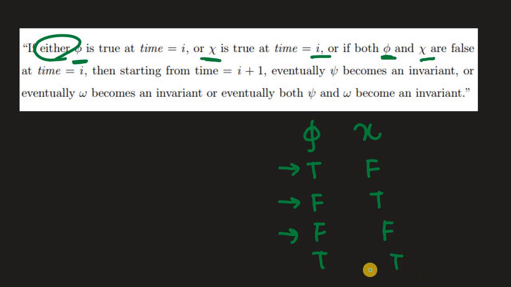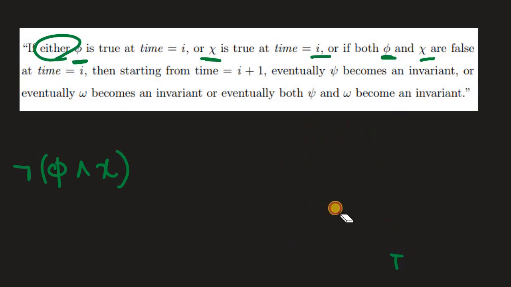If we put an and in between, and means both of them have to be true, so this has to be phi and x. If both of them are true, that is the case we do not want. So everything except this true true case, which would give us this statement. So I hope you guys got it.